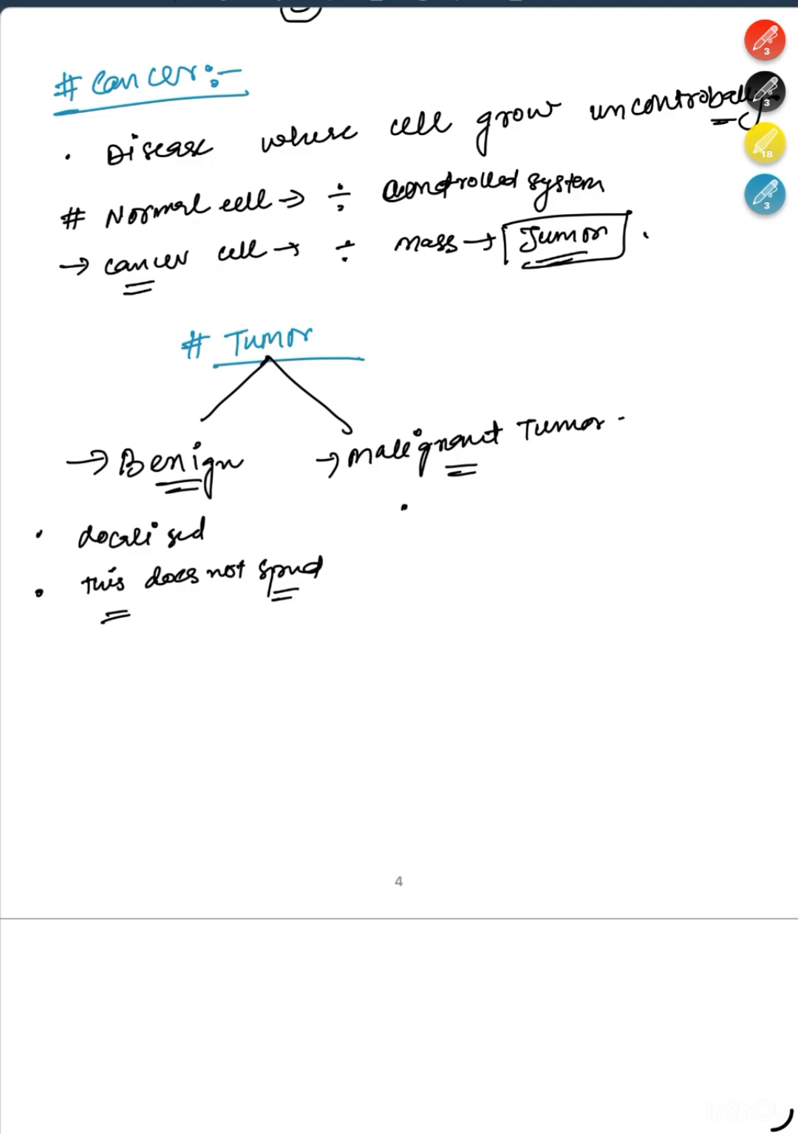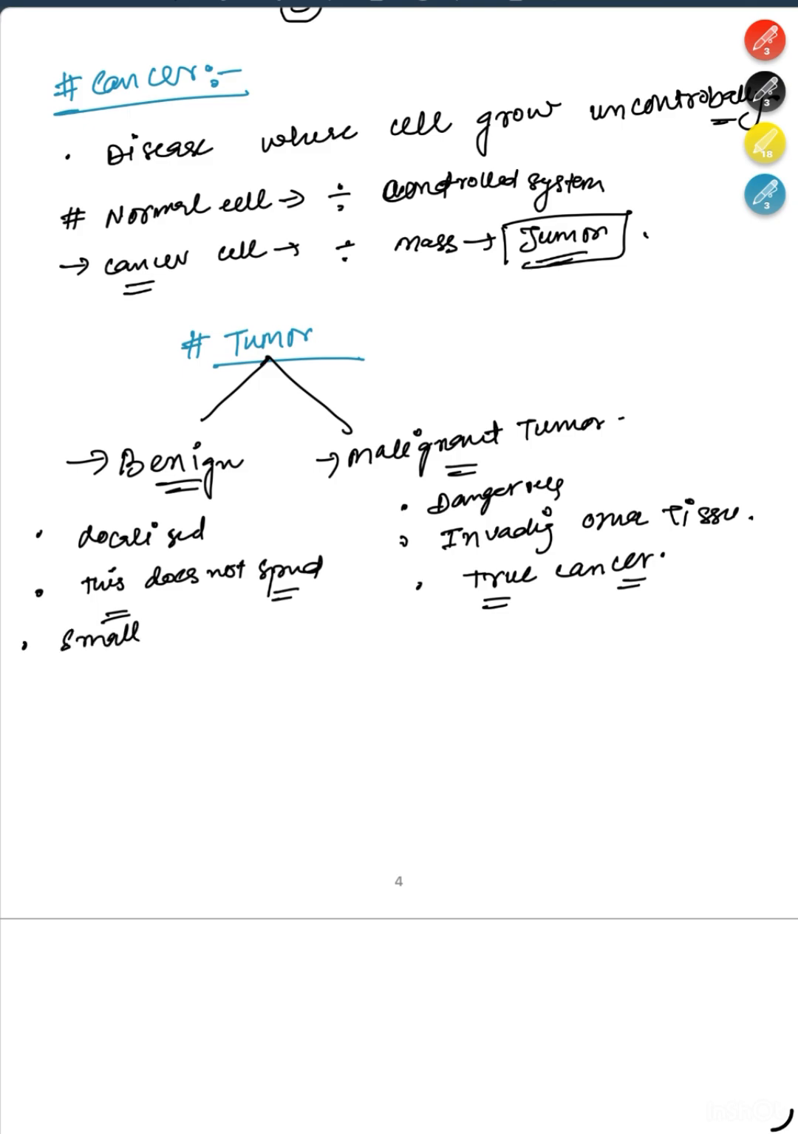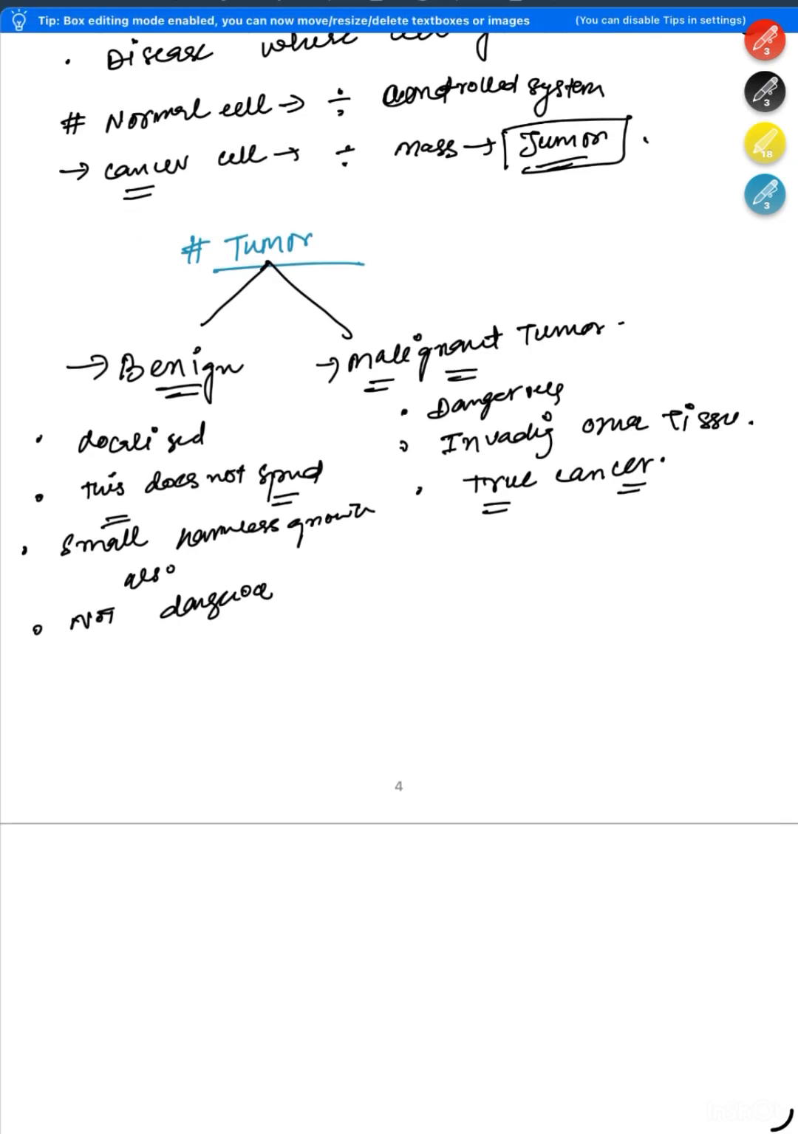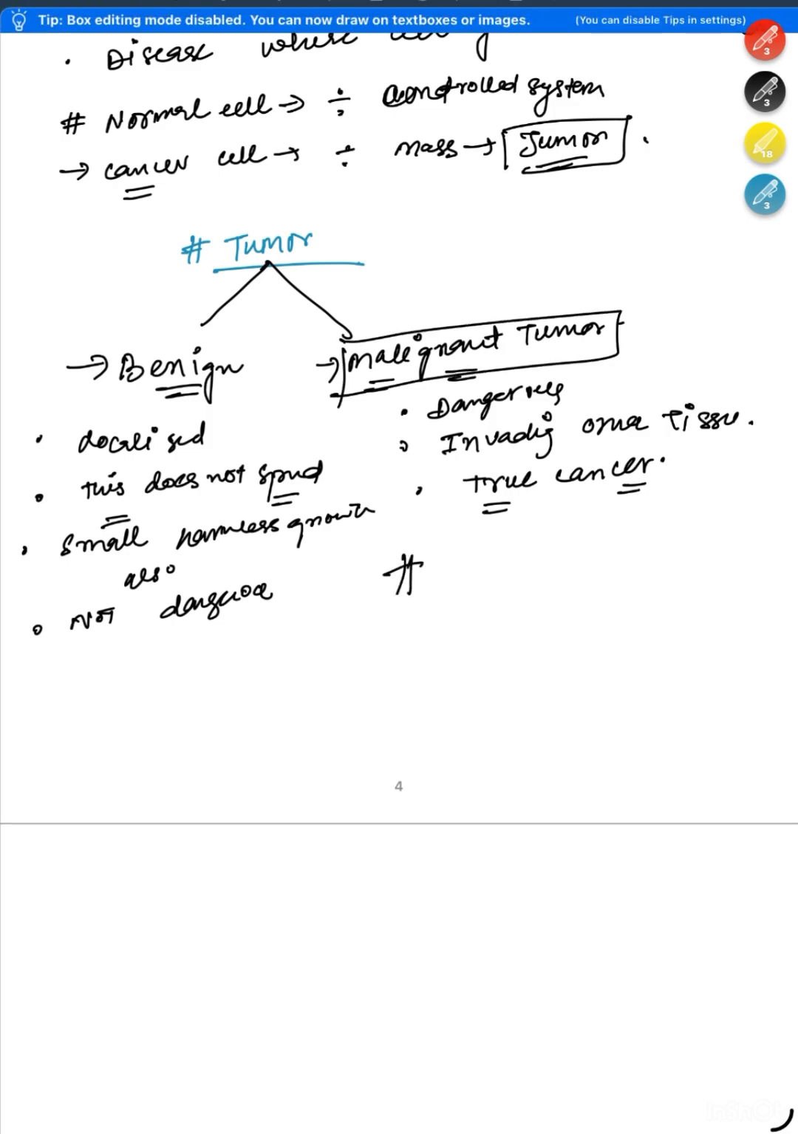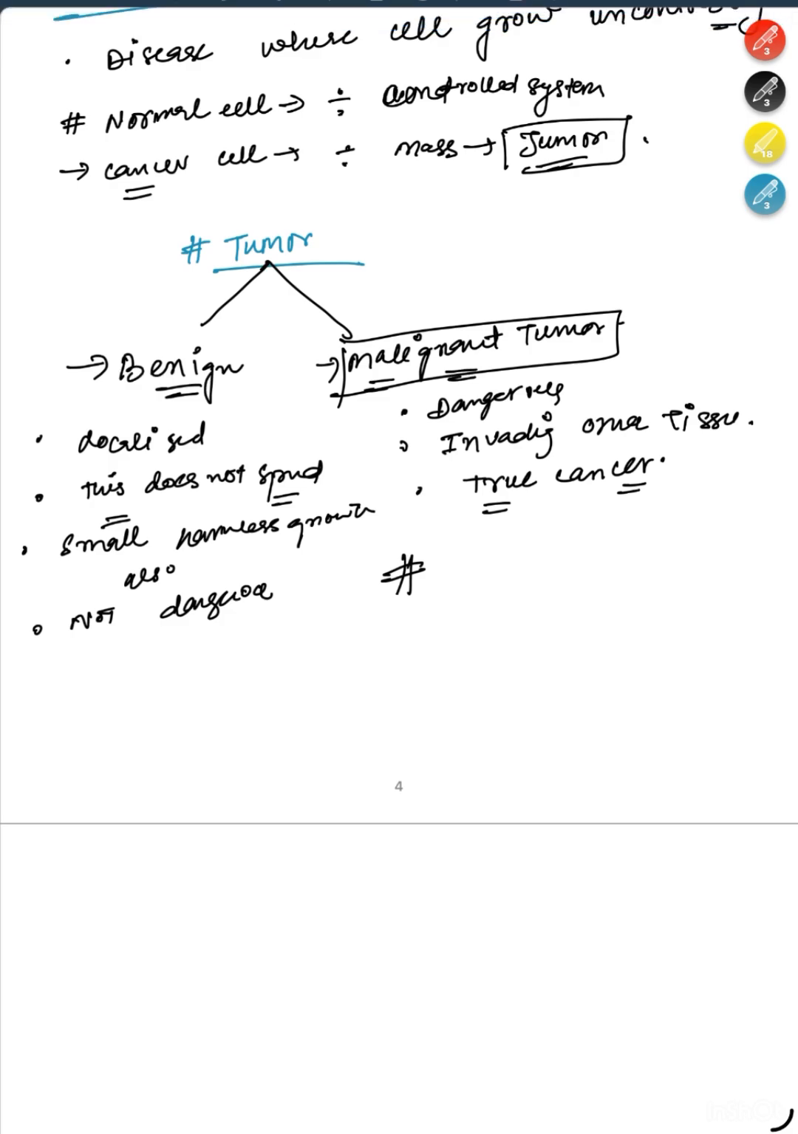And this malignant tumor is very dangerous. Why is it dangerous? Because it keeps invading the other, normal tissues. This malignant tumor is actually the true cancer. Benign tumors can be small harmless outgrowths, so not that dangerous. But the malignant tumor is very dangerous because it keeps spreading and invading others. This malignant tumor possesses a property that is important and asked every year in NEET: it shows metastasis.